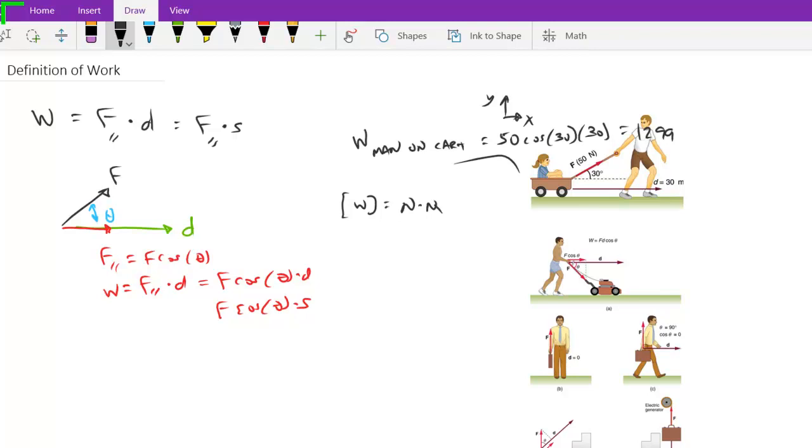And the units of work are newtons times meters. So Newton meters, but we don't refer to them as Newton meters. We have something later on that we'll have units for this, and so we actually call this a joule. So a Newton meter is called a joule after James Joule. We symbolize this with a J. So the units of work are joules, symbolized by J, and it's the parallel force times your displacement.